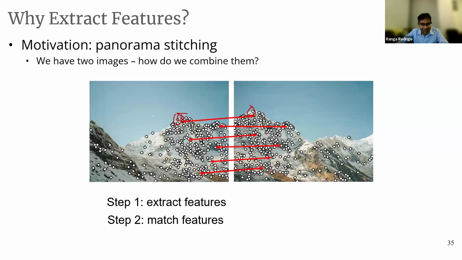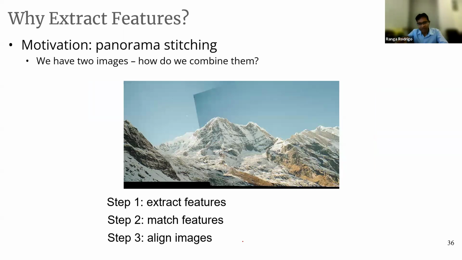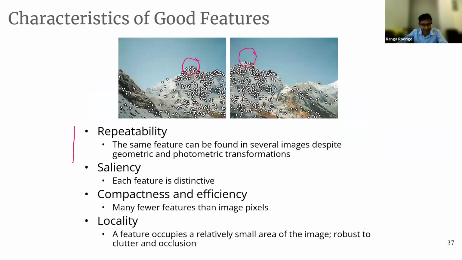So we match them. You can see the same features, you match them. To match them, you have to assign some kind of a signature. We will understand how to assign that kind of a signature, and then we can align those images. This is called panorama stitching. You can see the second image has been aligned to the first image.